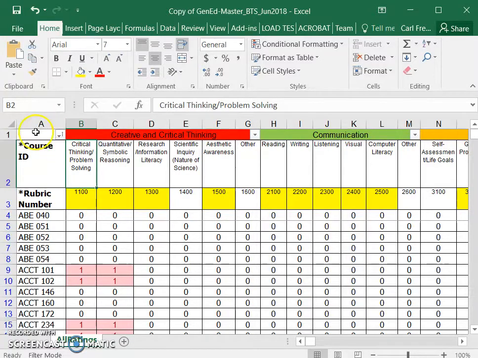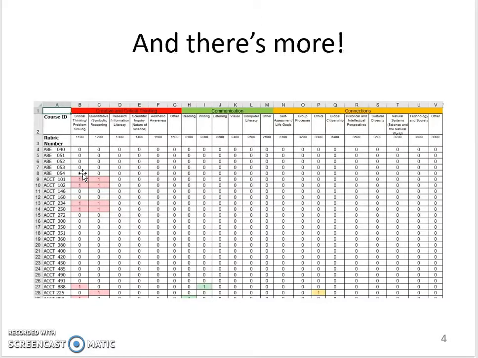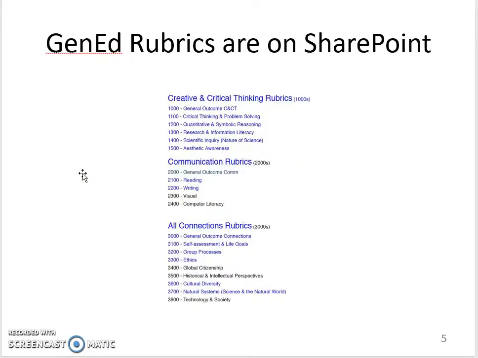If we look at one course, Accounting 101 for example, we see it has claimed two general SL outcomes: critical thinking, problem solving, and quantitative symbolic reasoning. We are only asking you to assess for one outcome, and it is up to the teacher's discretion which outcome is chosen for a class. Most of the outcomes have rubrics already created to help you assess your student's achievement.